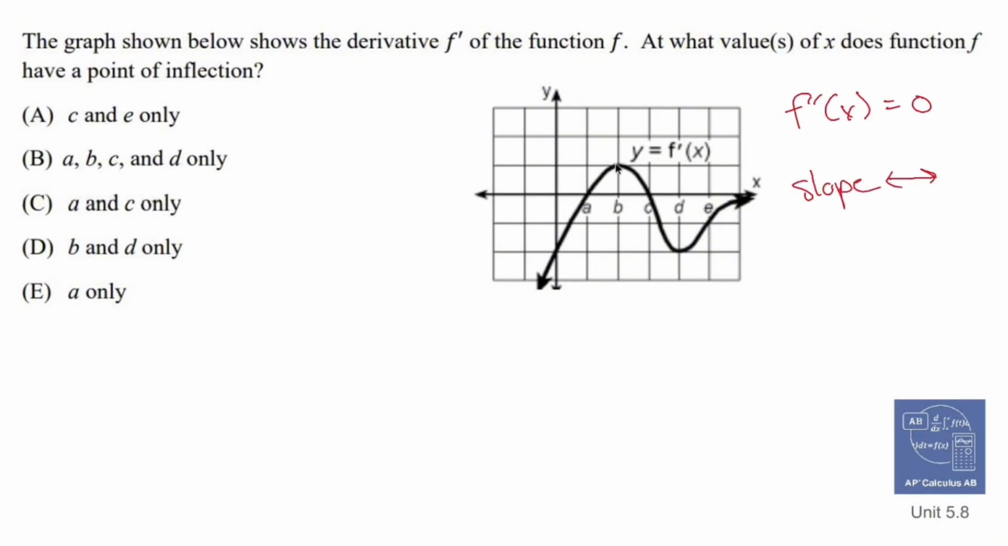Where does that happen? Well, it happens at B, where it changes from positive to negative, and it happens at D, where it changes from negative to positive, and nowhere else. So B and D are going to have a horizontal slope, which means the derivative of the derivative is 0 at B and D. Interesting problem. I like it.